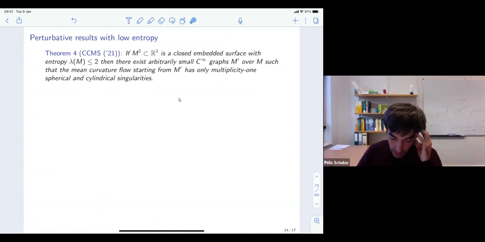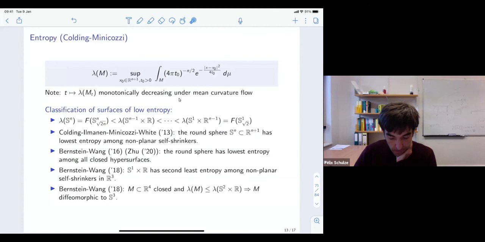So here are some results with low entropy. Let's go through this quickly, since my time is running out. In Lu and Jacob's result, it's just M diffeomorphic. Sorry, M doesn't have to be a shrinker. What's the hypothesis on M? M is a closed hypersurface, a three-dimensional hypersurface in R^4, with entropy less than the entropy of S^2 cross R. Then you're diffeomorphic to S^3. But you're not isotopic to S^3. Does M have to be a shrinker? No, M is not a shrinker. M can be anything.